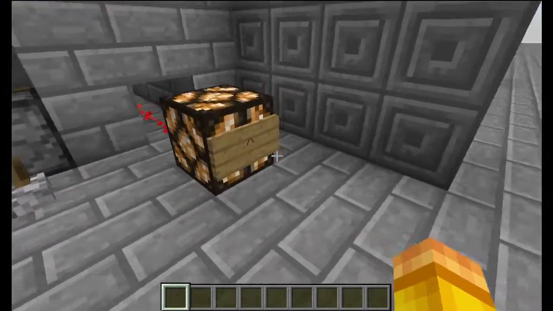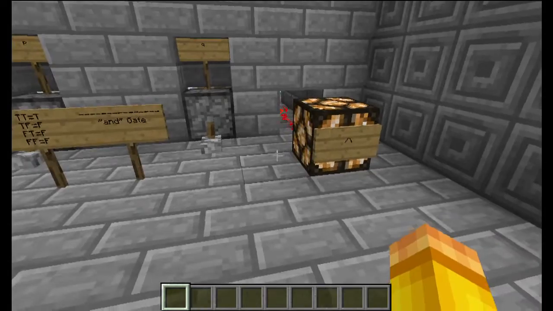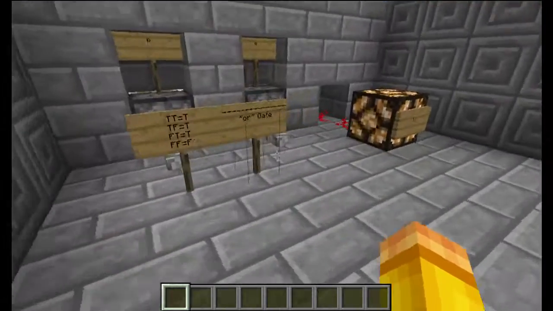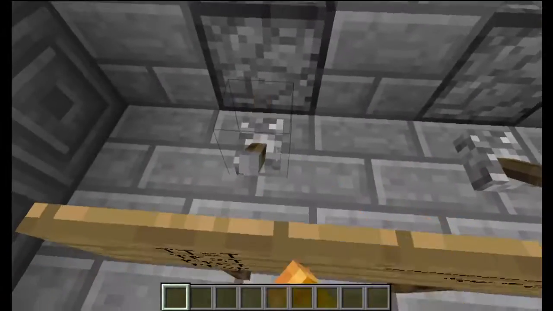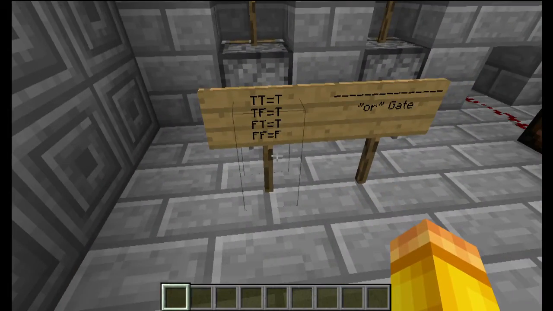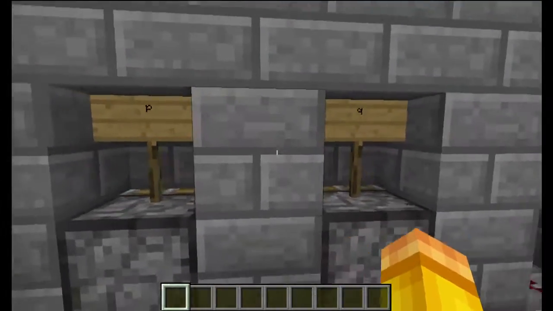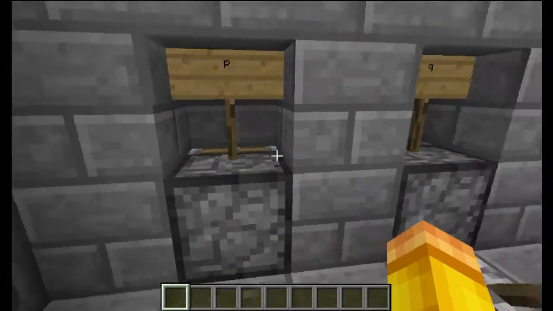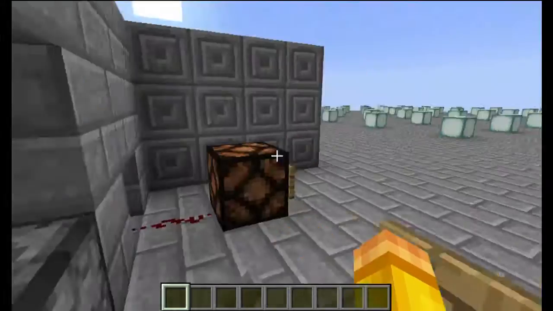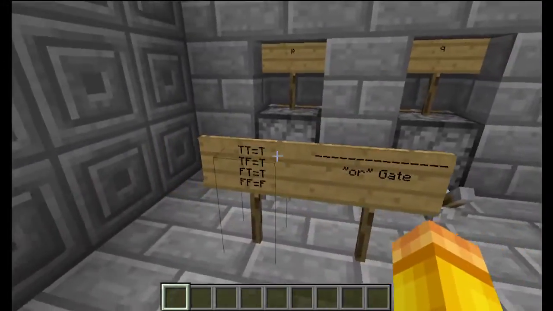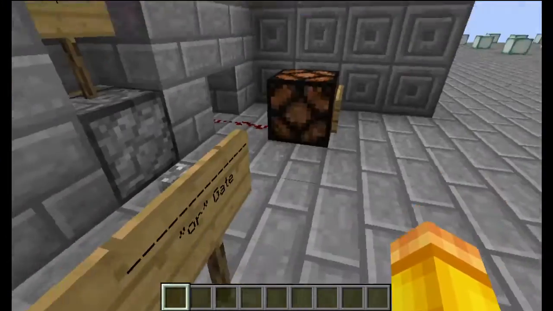Next one, another fairly simple but very different one, is going to be an OR gate. Pretty much what this does is if either of them are true, P or Q, the other one can be false. They don't care what the other one's doing. The other one can be false, and this will light up. As long as one of them is true, that's going to be true.